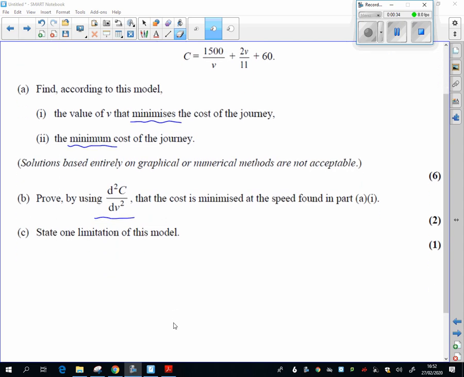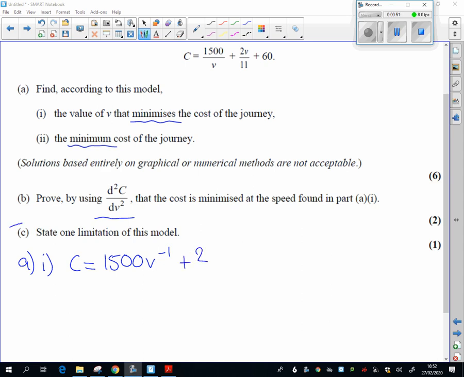Before I can do that, I just need to rewrite it as powers. So just be really careful. That first term, the 1,500 won't change. That's 1 over v, so that's going to be v to the minus 1. For the second term, it's only the coefficient that's a fraction, so I don't need to do anything there. That's just a term in v. So I am going to differentiate that.